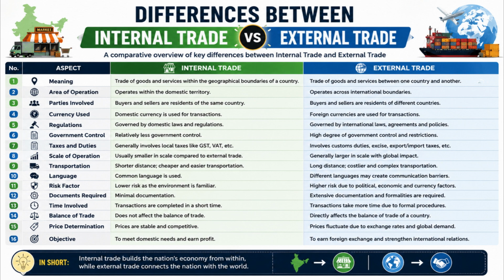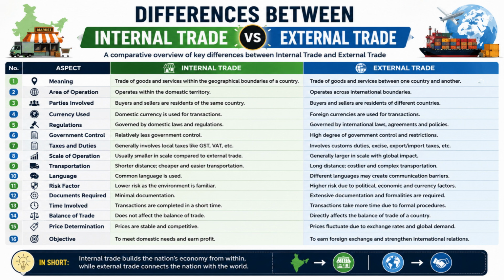Number 11. Internal trade carries lower risk because the business environment is familiar, whereas external trade carries higher risk due to political, economic, and currency fluctuations. Number 12. Internal trade requires minimal documentation, whereas external trade requires extensive documentation and legal formalities.